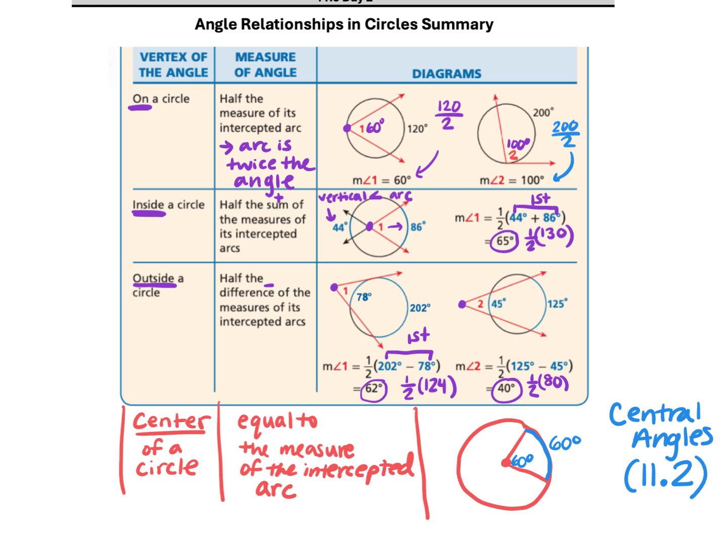So this concept summary is going to be your best friend when you're working to find angles on circles, because every single possible angle on a circle you can find using one of these four relationships: on, inside, outside, or center. Look at where the vertex is and then choose the formula based on where that vertex is located.